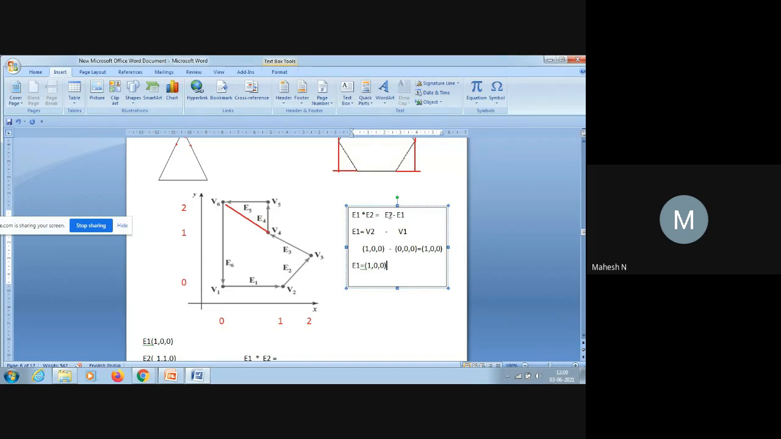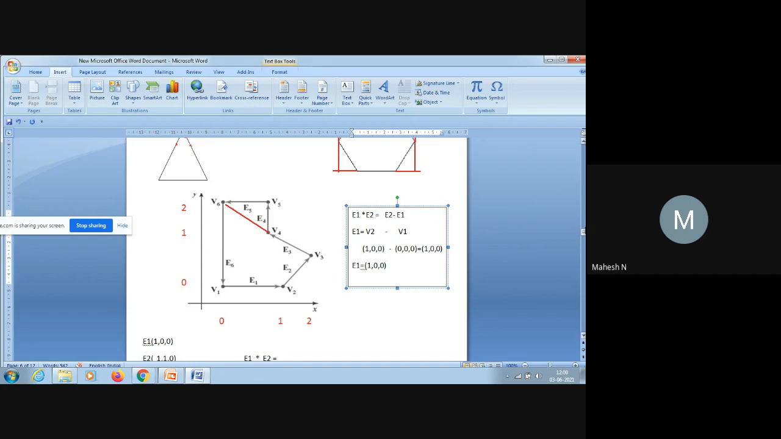On the same lines, I will also find E2. E2 is between V2 and V3. So now I will take V3 minus V2, and the same thing I will go on taking the values. Next I got V1 and V3, this is E1, E2. So E1 is V2 minus V1, and E2 I will go on finding on the same lines.